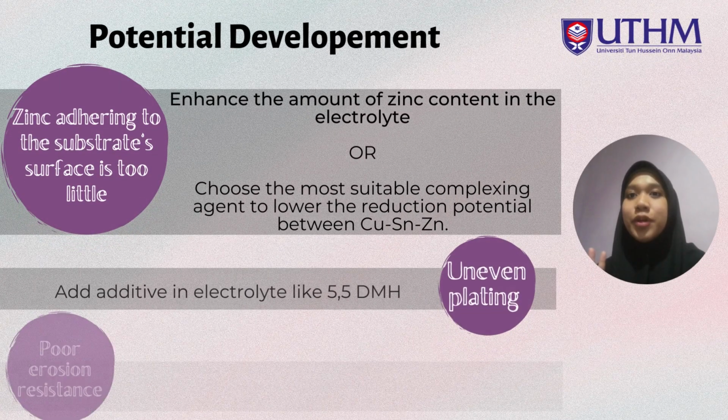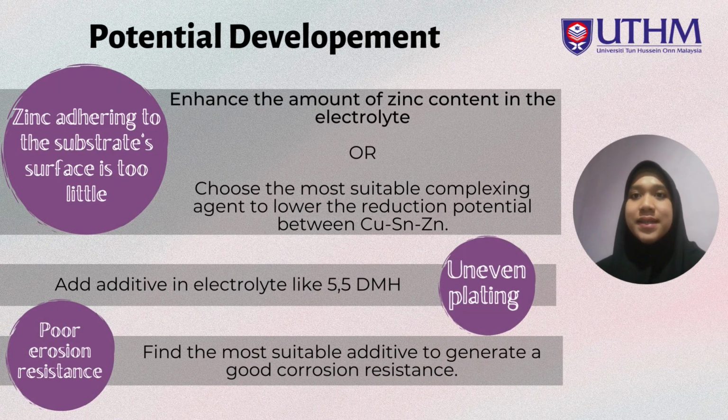There are 3 potential developments. First is that the zinc adhering to the substrate surface is too little. To overcome this problem, the best development that can be used is enhancing the amount of zinc content in the electrolyte, or choosing the most suitable complexing agent to lower the reduction potential between copper, tin, and zinc.